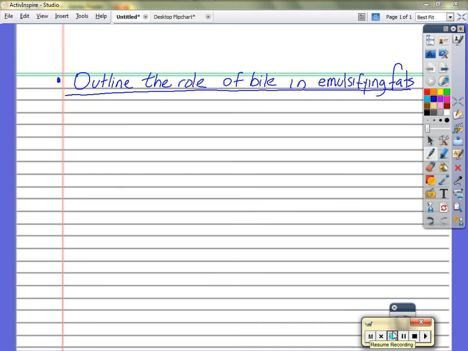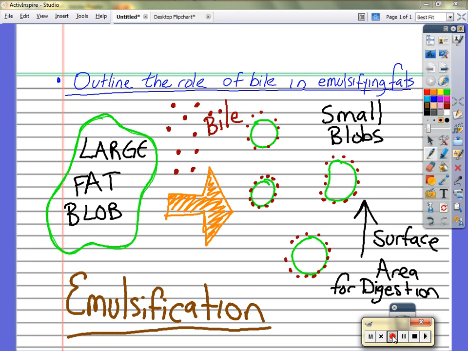Okay, so when you are using diagrams, a big problem I get in S1, S2, S3, and S4 is you guys draw your diagrams very tiny. Diagrams need to be at least half a page. It doesn't matter if you're just drawing a smiley face. Diagrams need to be big so that you have space to label. Okay? So outline the role of bile in emulsifying fats once you sketch your diagram.